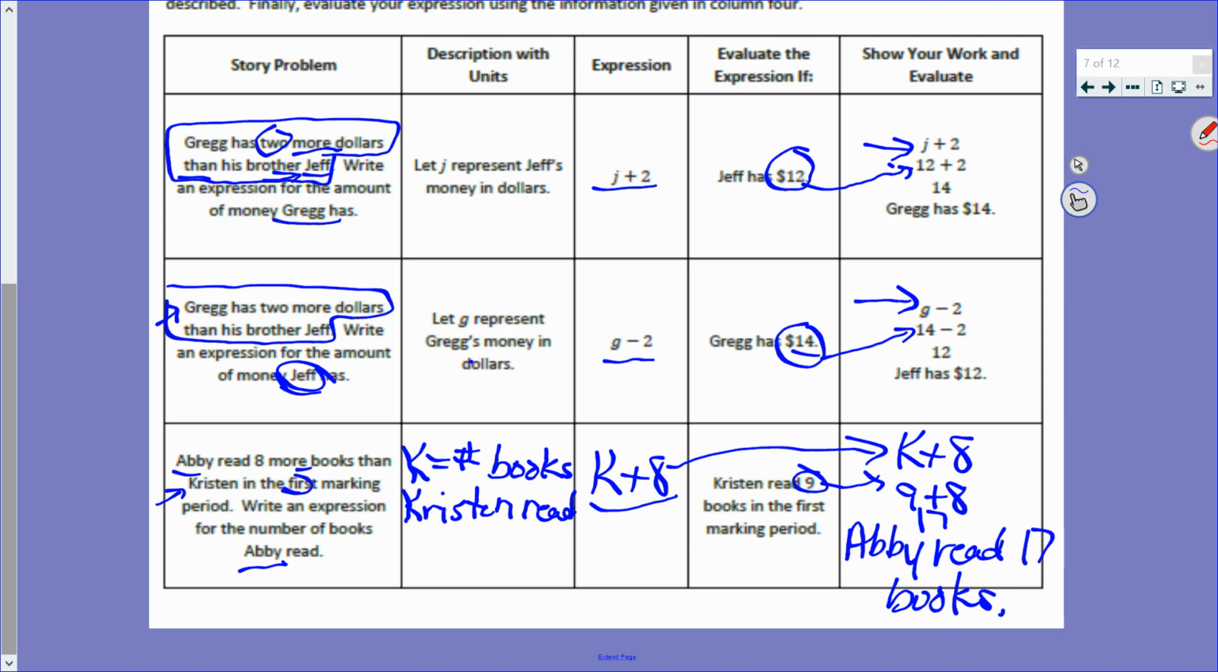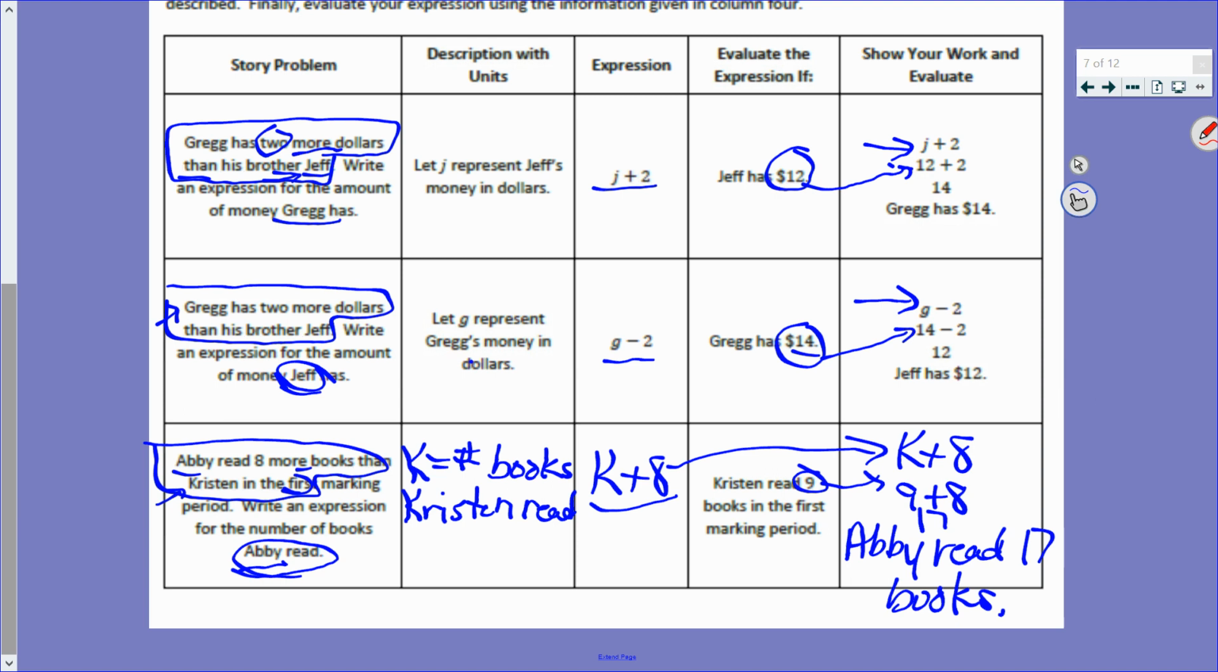I'm confused how this whole thing works out. Which part? Let's just go through it step by step. Okay, first step, they gave me a situation, right? Abby read 8 more books than Kristen. You okay with that? Yeah. Good? Now, they want me to find out how many Abby read. You good with that? Yeah.